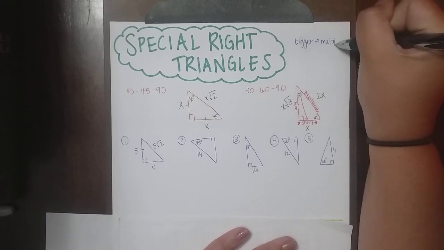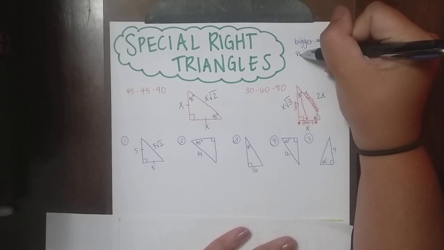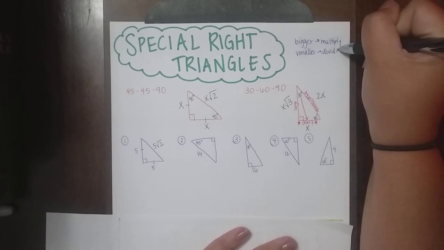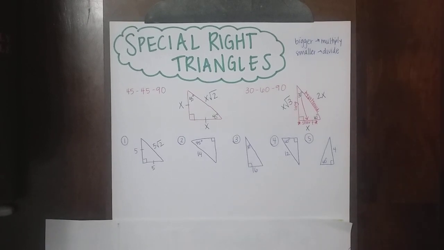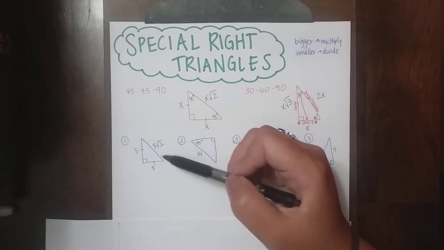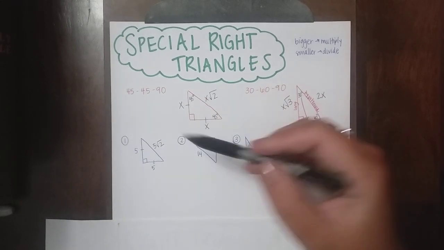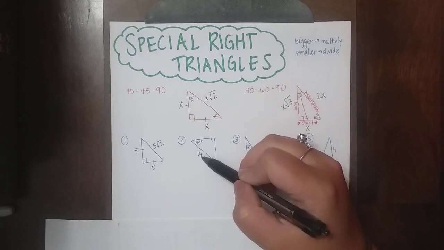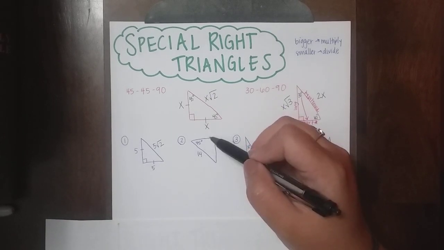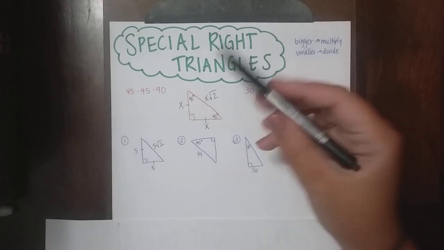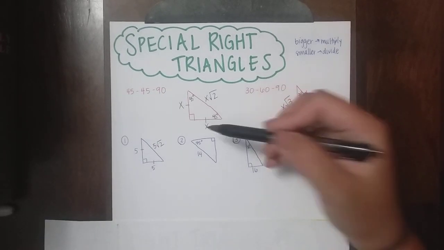If I'm getting bigger, I multiply. If I'm getting smaller, I divide. And what I mean by that is that the hypotenuse is the longest side. So if I'm going from leg to hypotenuse, I'm getting bigger because the hypotenuse is the biggest. That's as far as I can go. So I multiplied. I took whatever the leg was times root 2. But here I'm going from hypotenuse to leg. So I'm getting smaller. So that means I'm going to have to divide by root 2. So it's the same ratio, but to get there I multiply. To get back, I divide.